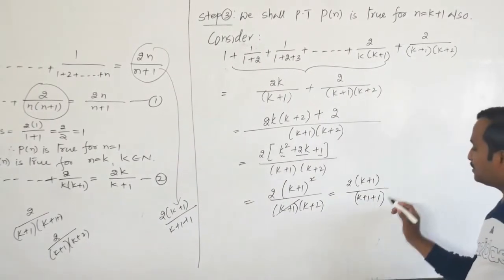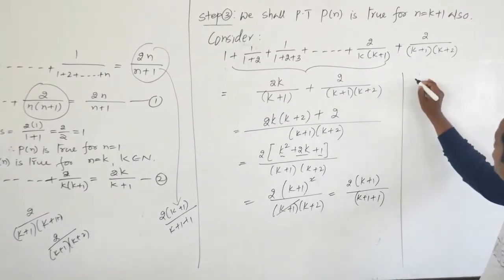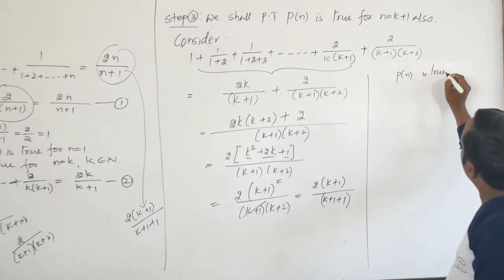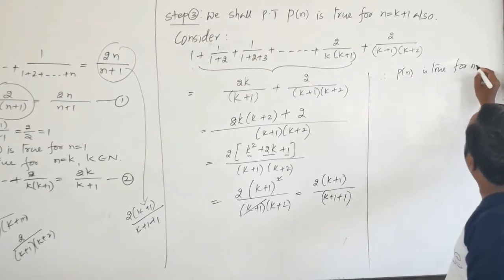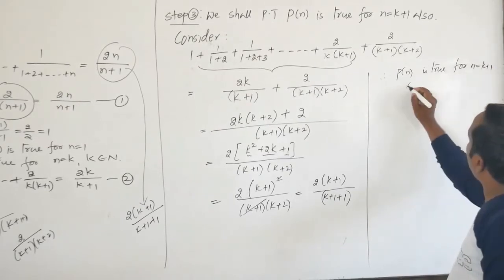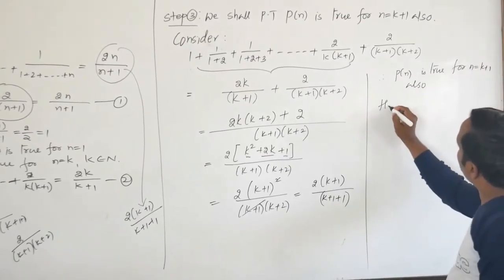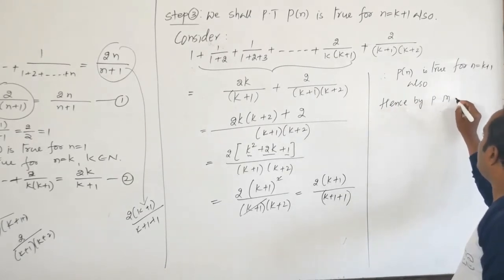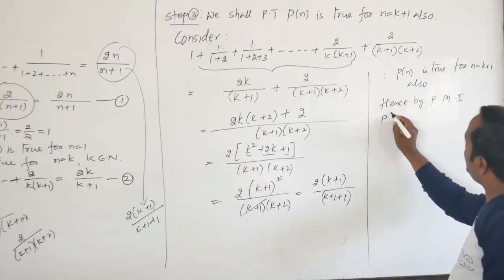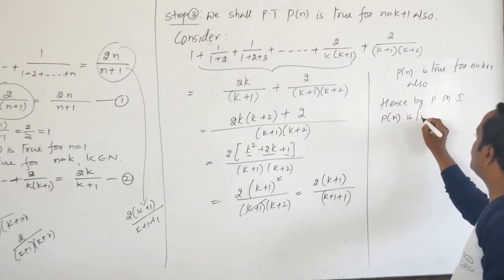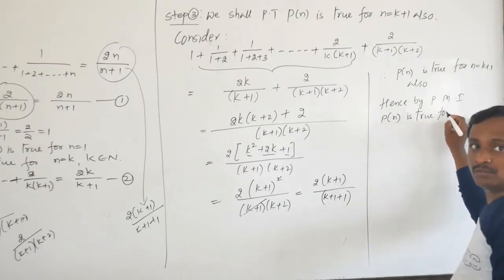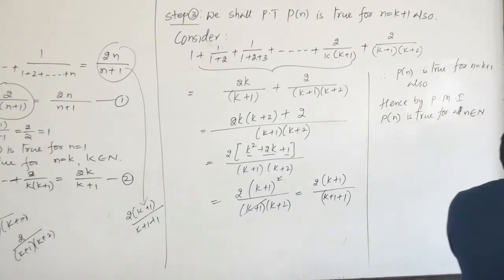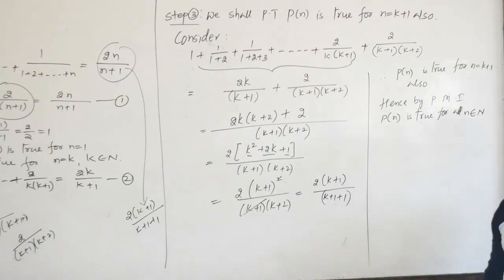So that's why we can write, therefore P of n is true for n equal to k plus 1 also. Hence, by principle of mathematical induction, P of n is true for all n belongs to N. So it is true for all n belongs to N.